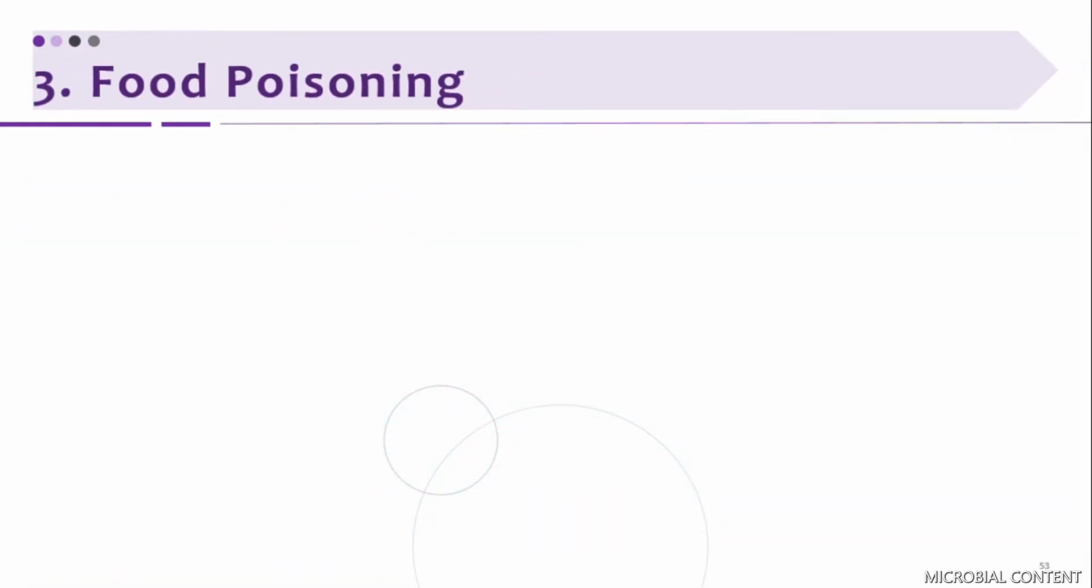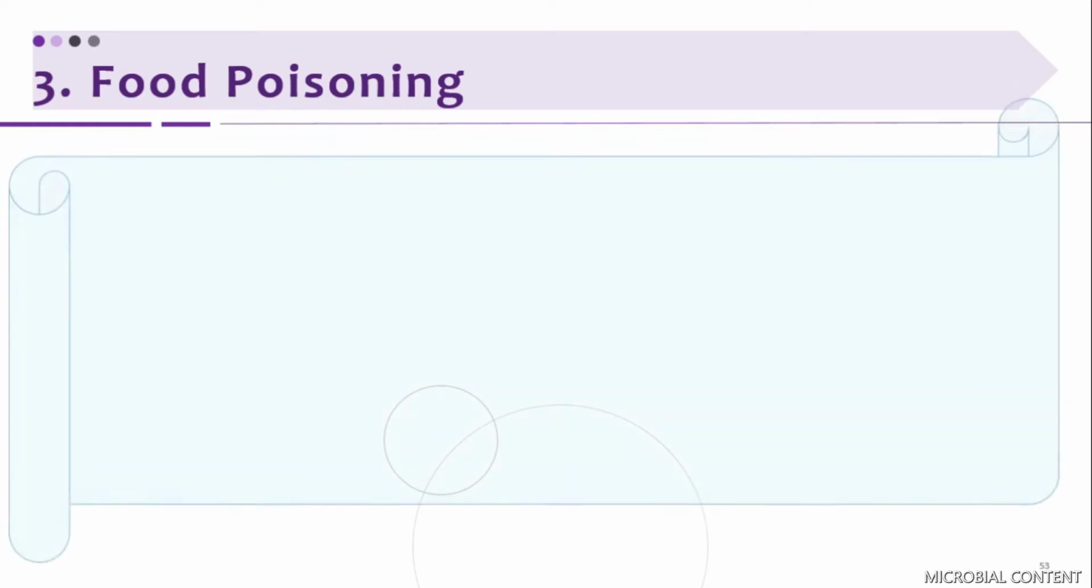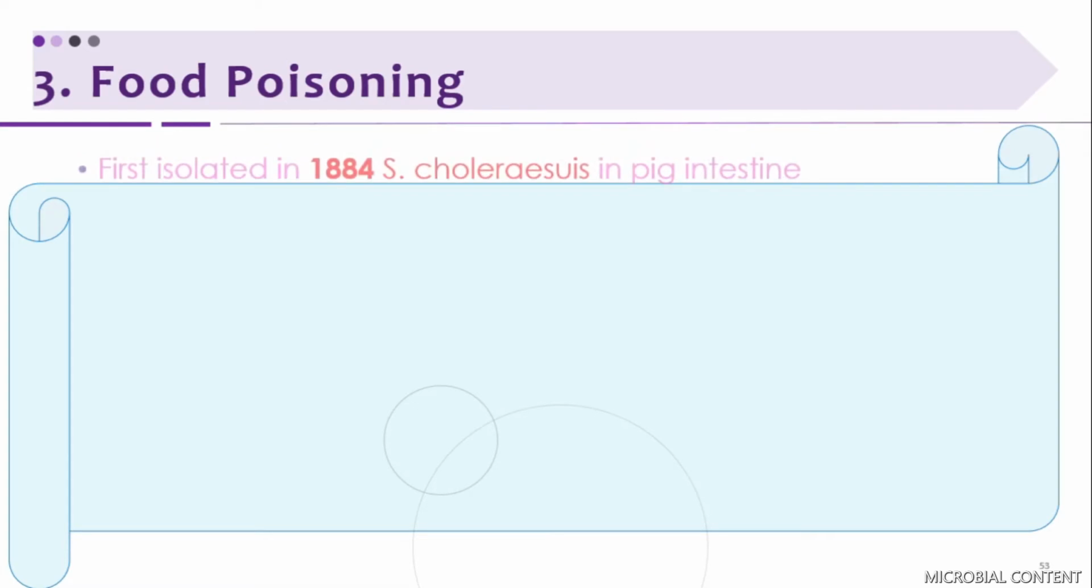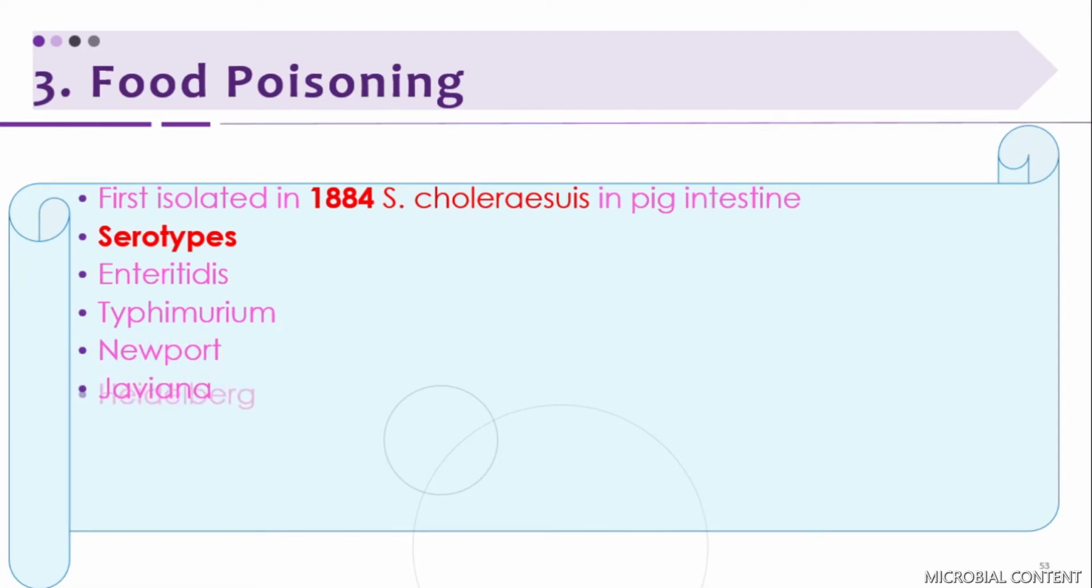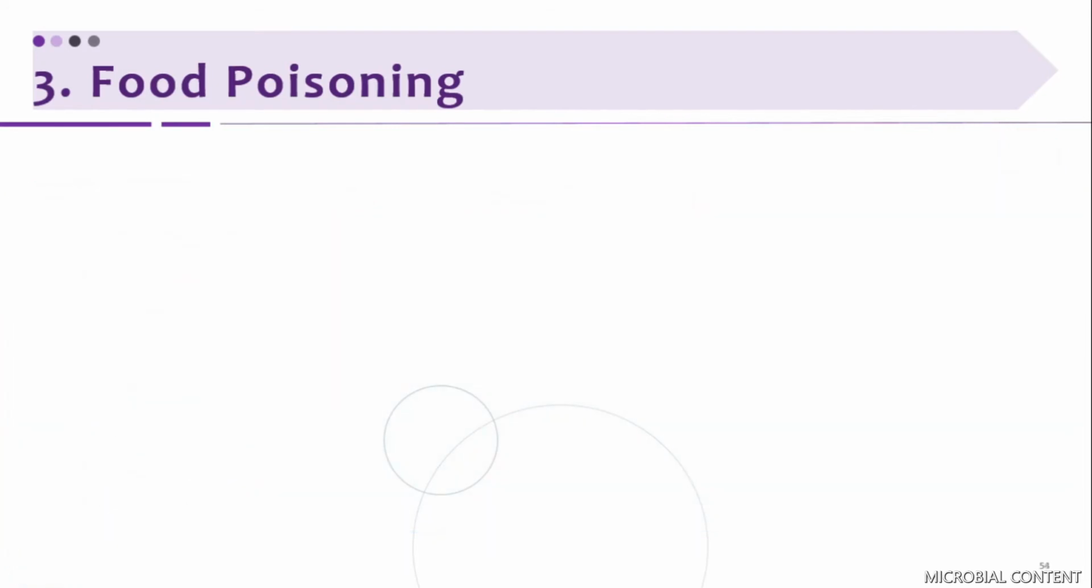Next to septicemia, now we will see food poisoning, also referred to as gastroenteritis. This is also one of the major infections caused by Salmonella species, and it was first isolated in 1884, that is Salmonella cholerae suis, from the intestine of the pig. Various serotypes involved in causing food poisoning or gastroenteritis are enteritidis, typhimurium, Newport, Javiana, Heidelberg, Montevideo and Muenchen strains.